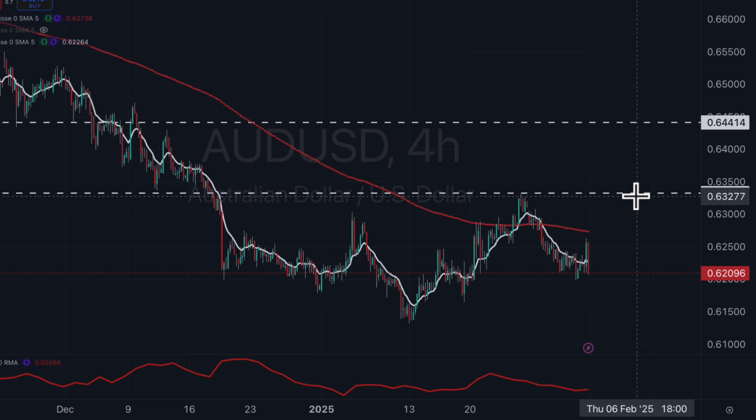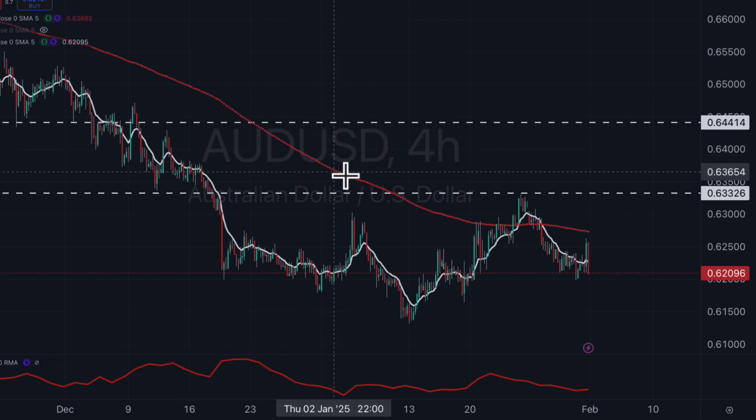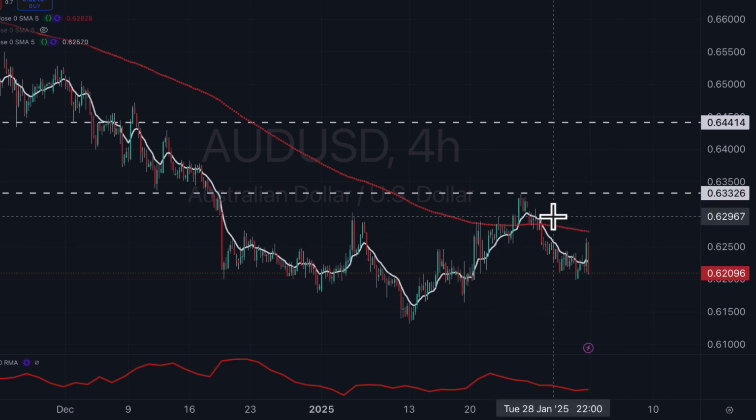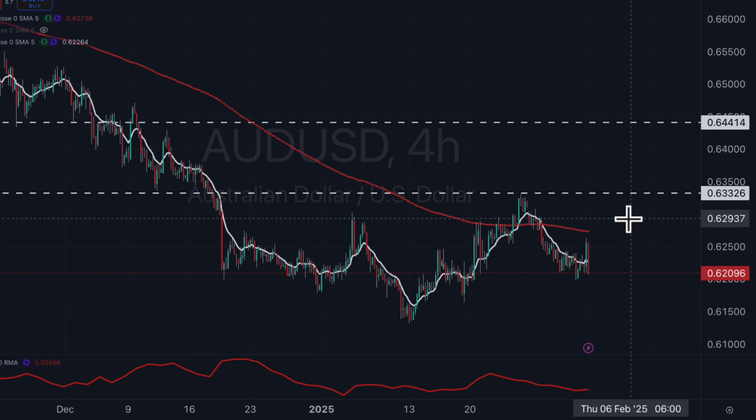If we get any rallies with the Aussie dollar being the base currency here and the US dollar being the quote currency, if the market is moving down, that essentially means that the dollar is strengthening. So we're going to be selling into those rallies for the most part until the data starts to change.